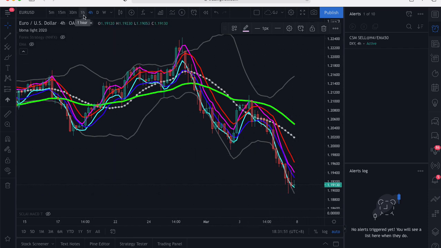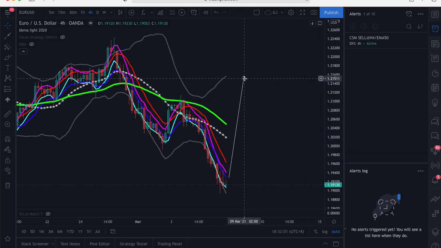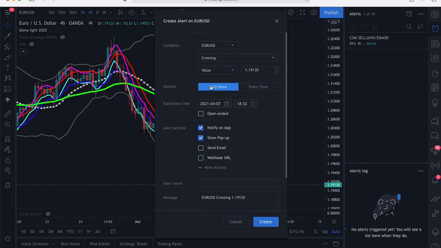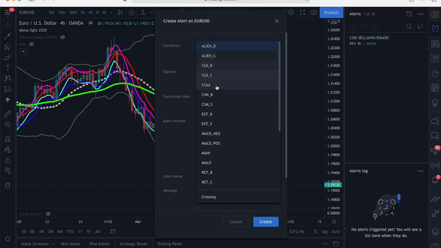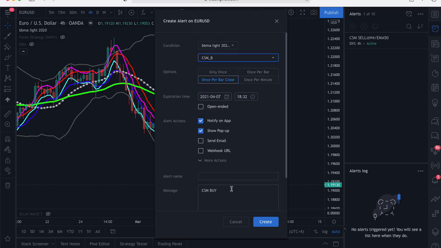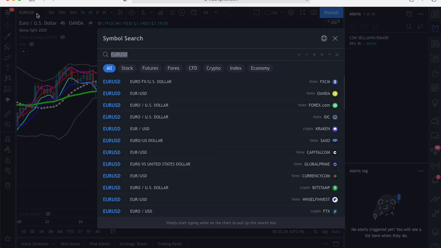Okay, and to make our buy setup valid, this has to close above the top BB over here. So we're going to set an alert for that as well. For EURUSD, our custom indicator, sorry, CSM buy, and make sure it's above EMA 50. Okay, so that's for EURUSD.